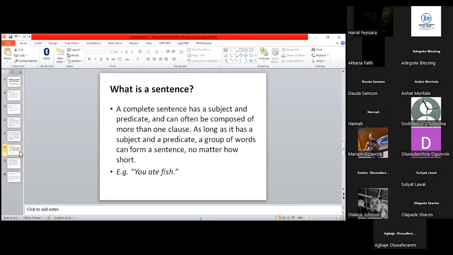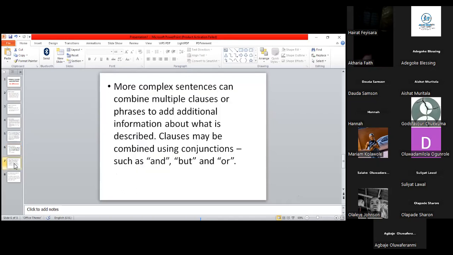That is an example of a sentence, or rather just a clause. So this given here is a simple sentence. A simple sentence can also be tantamount to a clause, an independent clause. Moving on from there, more complex sentences can combine multiple clauses or phrases to add additional information about what is described.